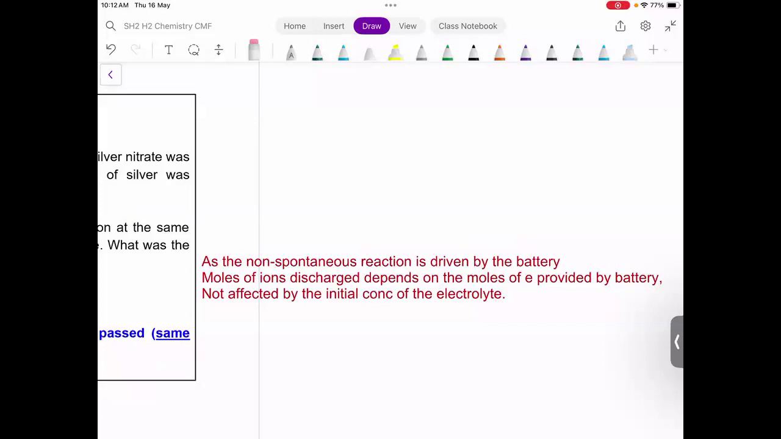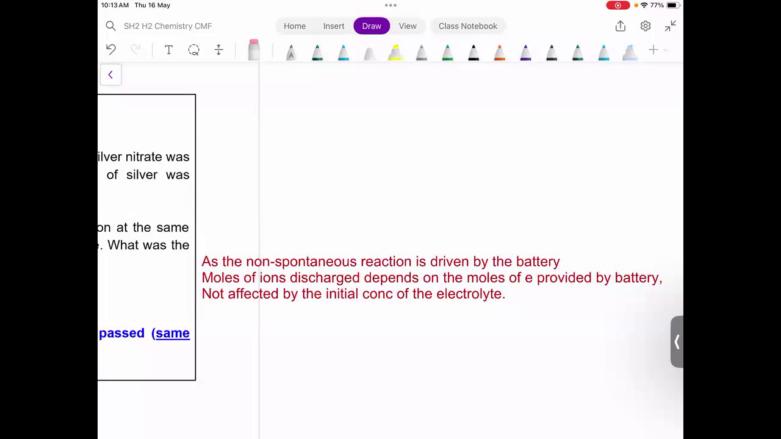As long as it's not limiting, you see the change here is I'm making it more concentrated, so it will not be limiting. Whatever is formed will be limited by the electricity provided.